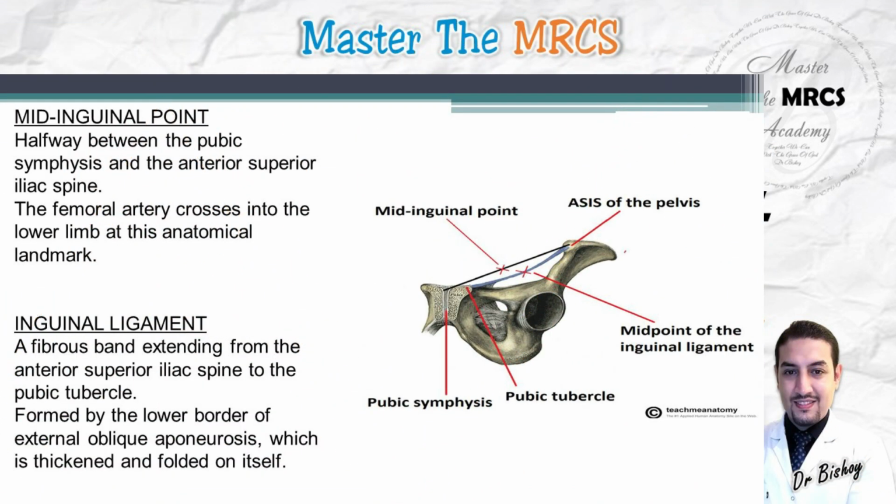There are 2 points important when we mention the inguinal ligament. The midpoint of the inguinal ligament will be the deep internal ring. There is a landmark that can be confused with it, the mid-inguinal point. The mid-inguinal point is related to the femoral artery pulsation. If you want to feel the pulsation of the femoral artery, it will be at the mid-inguinal point. But when you mention the midpoint of the inguinal ligament, it will be the site of the deep internal ring, clinically applied.